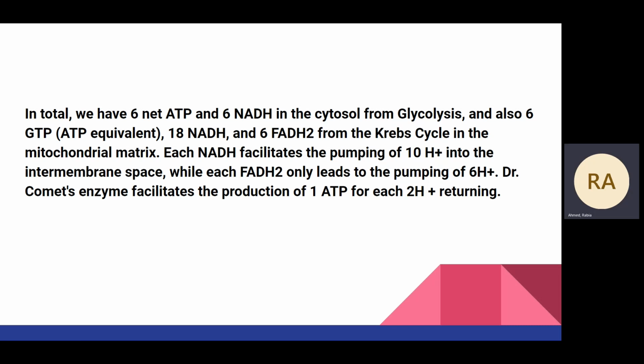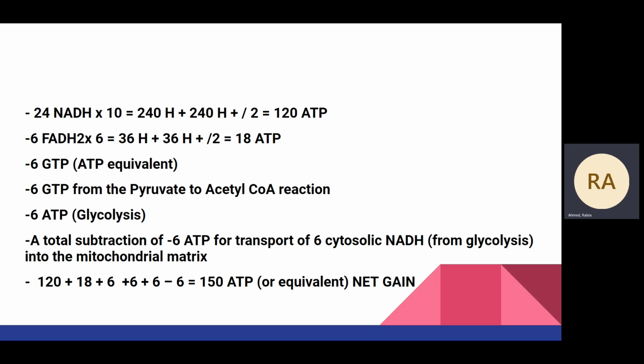Move on to, that just happens when it gets dark. Okay, so 24 NADH times 10 is going to be 240 hydrogen ions plus 240 hydrogen ions divided by 2, which is equal to 120 ATP. So this is still part of your answer because it's bolded. And then the reason why it's 120 ATP and not like 240 is because remember I said that there's 2 hydrogen ions that equal to 1 ATP. So that's why it's 120 ATP.